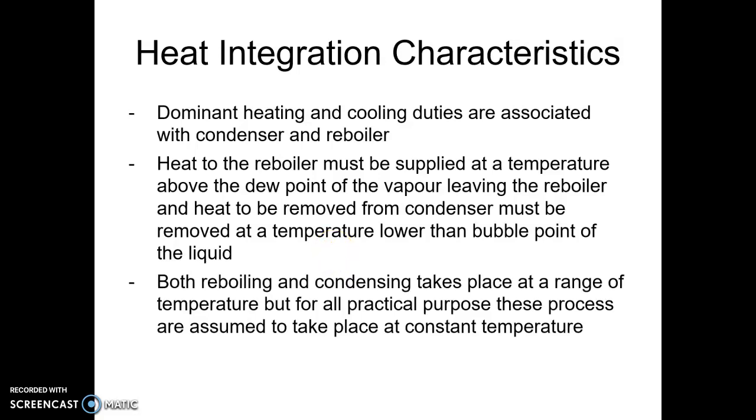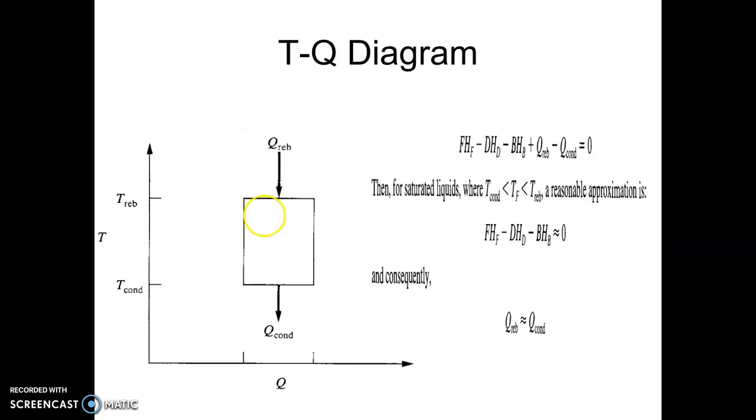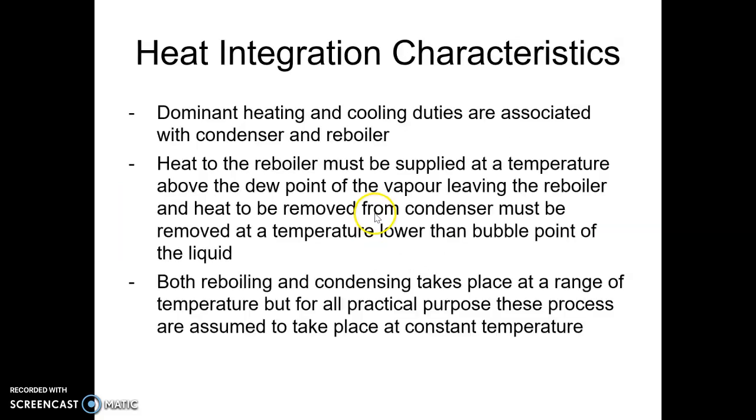Both reboiling and condensing take place over a range of temperature, but for all practical purposes, these processes are assumed to take place at constant temperature. So that is how we are able to represent the distillation column as a box. Otherwise, the temperature might change. So this is a horizontal line which is representing it as a constant temperature.